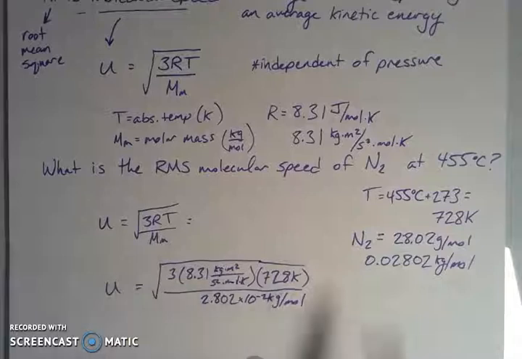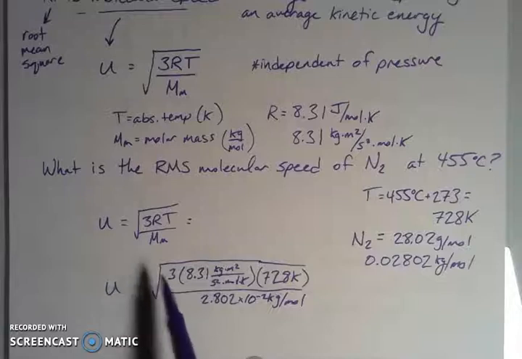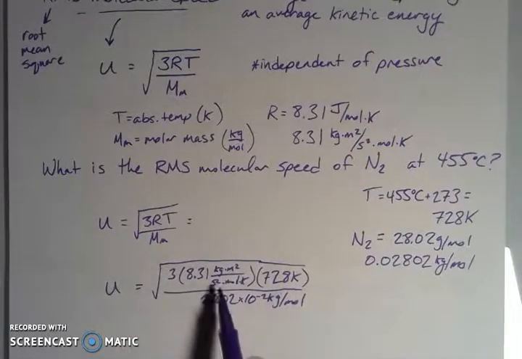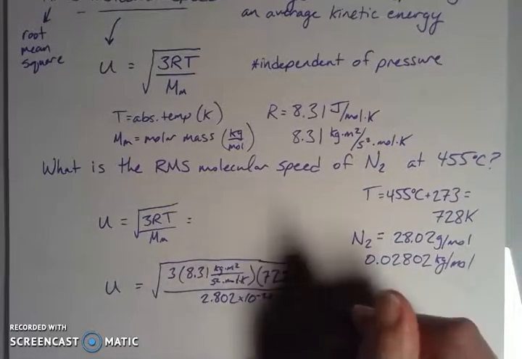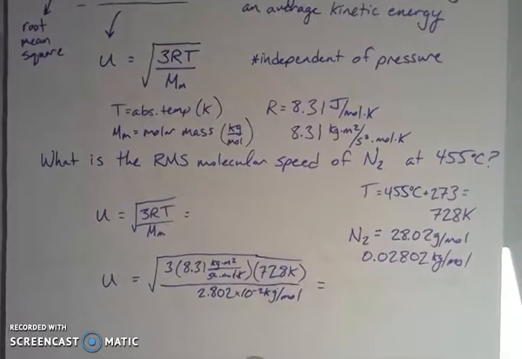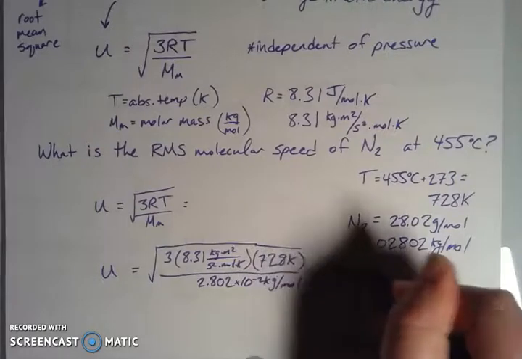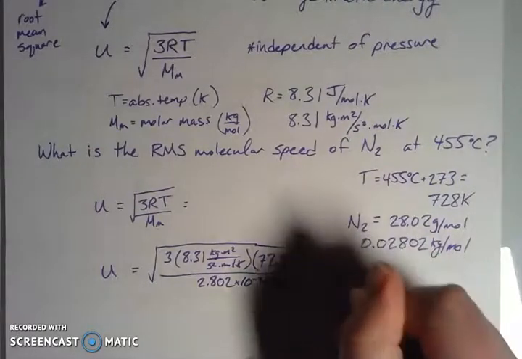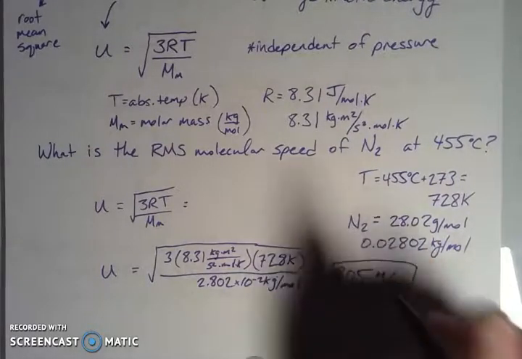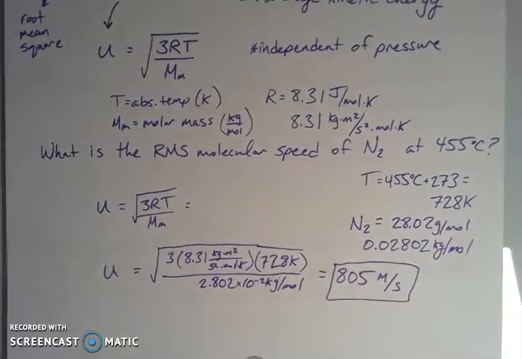And when I plug and chug through this, you can see how this thing divides out. My Kelvin will divide out, my moles divide out, my kilograms divide out. And then I take the square root of meters squared per second squared, which gives me a velocity. It just leaves me with meters per second. So when you plug this in, you get 805 meters per second, which is a speed or a velocity, how quickly these things are moving.